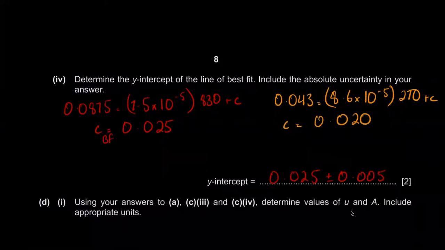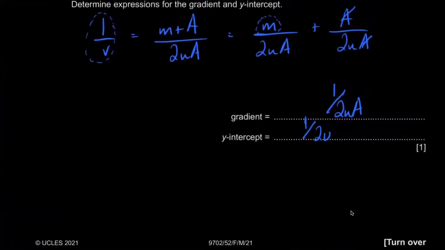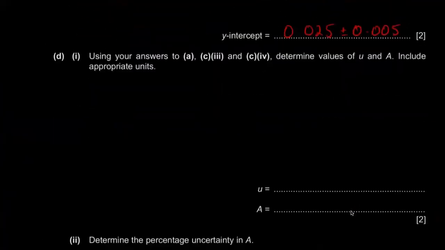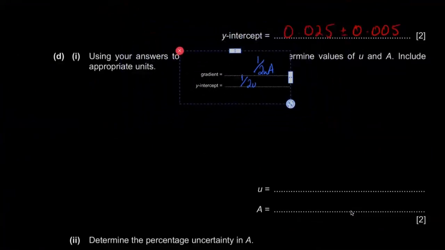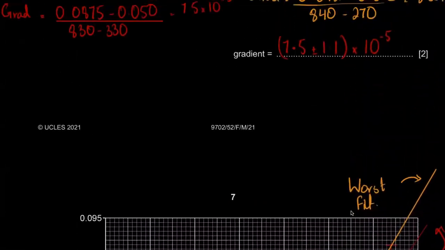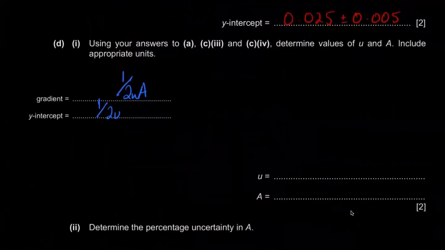Use your answers to A, C3, and C4. Determine values of U and A. Include appropriate units. So the gradient is 1 upon 2UA, and this is 1 upon 2U. Right, so the gradient is 1 upon 2UA, so the gradient was 7.5. So A is going to be 1 upon 2U times the gradient. But since we don't know U yet, we can't calculate this. So first, let's calculate U.